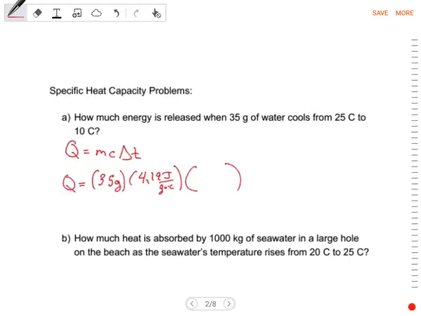Now we're on to the temperature. Now, you see, you have to be very careful here, everyone, because remember, change in T is calculated by going temperature final minus temperature initial. So in this case, what we have is our temperature final was 10 degrees Celsius minus our temperature initial, which was 25 degrees Celsius. Now, yes, in this case, what you actually are going to get is a negative number of negative 15 degrees Celsius.